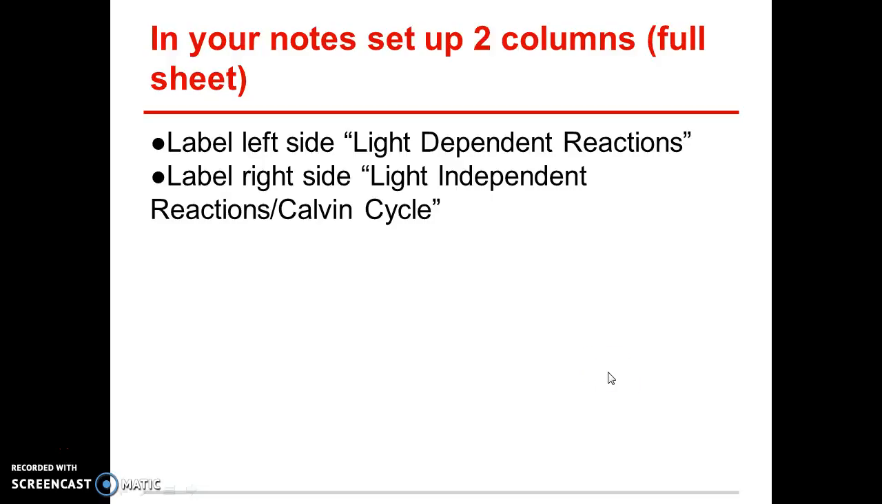All right, in your notes, I want you to make 2 columns. Okay, the full sheet, 2 columns. Label the left side light-dependent reactions, and label the right side light-independent reactions, or the Calvin cycle. Okay?